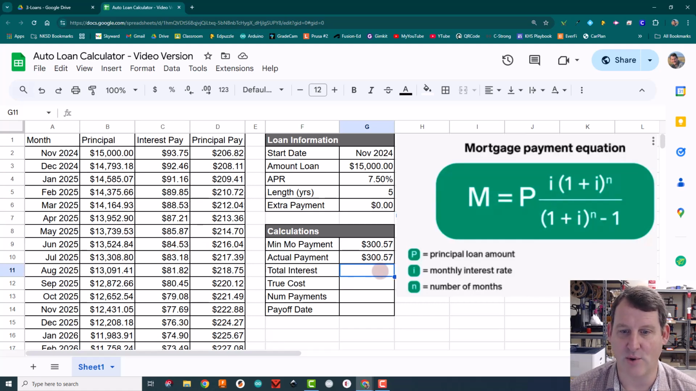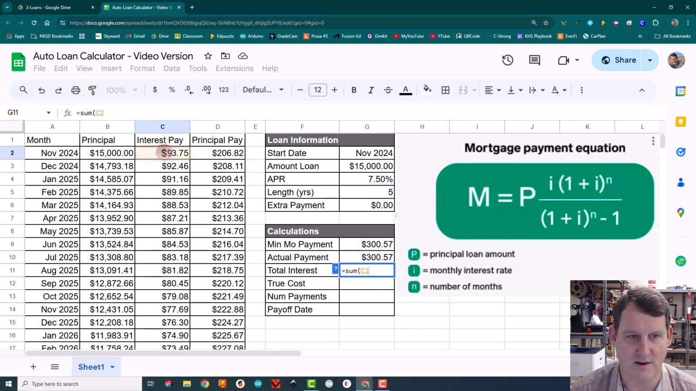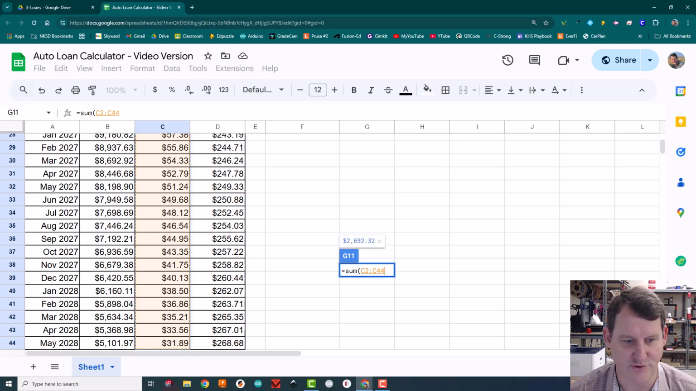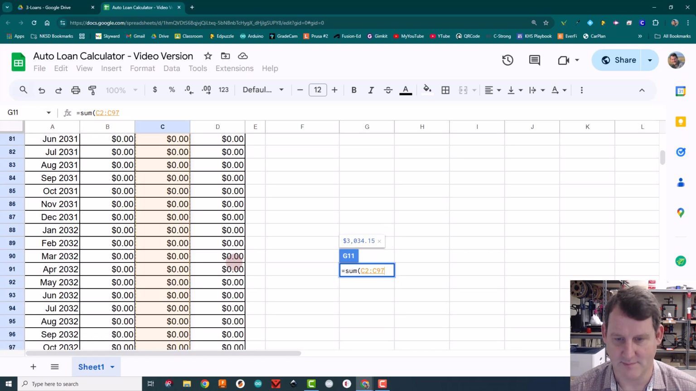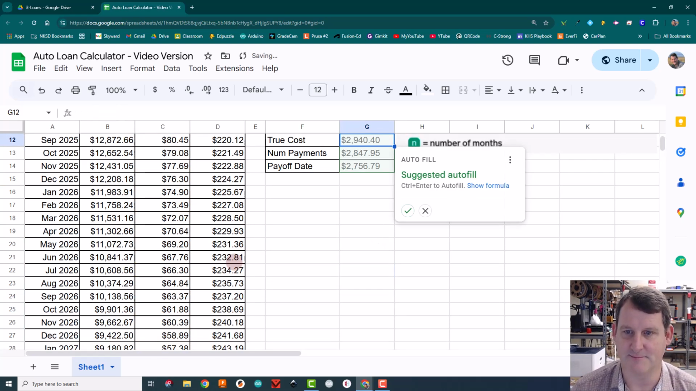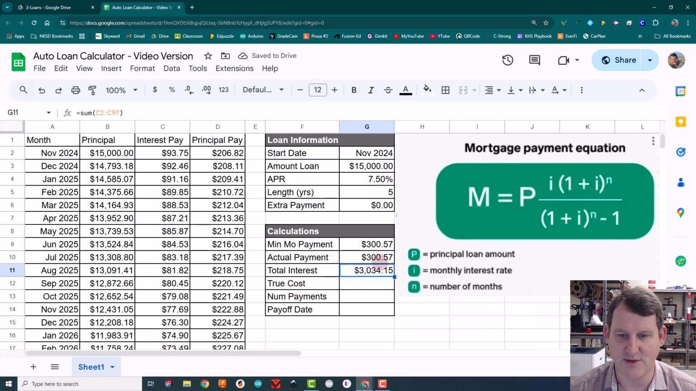Now we need to calculate the total interest. For this, it's pretty straightforward. We're going to hit equals and then sum, and then we're just going to click on all of the interest payments here, even the zeros. And then hit enter. So that was a total interest of $3,000. True cost is going to be equal to the interest plus the loan amount. The starting loan amount, hit enter, that's your true cost.